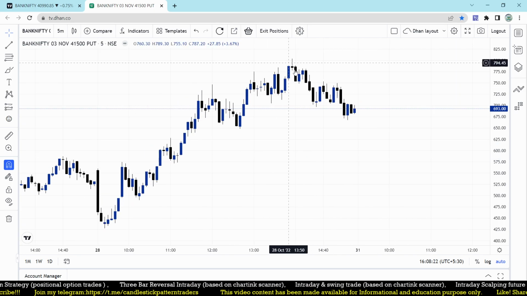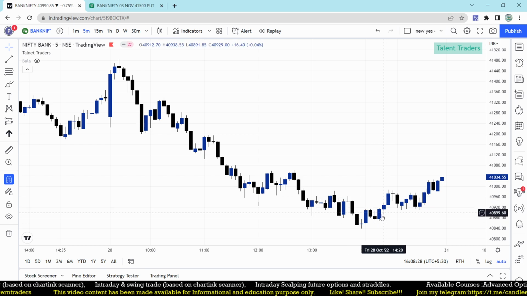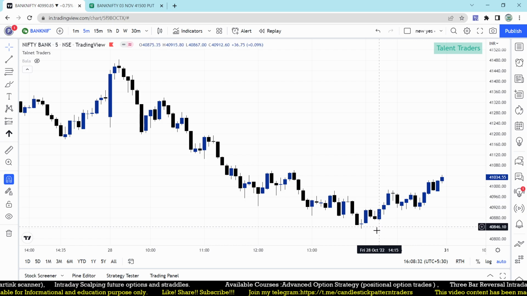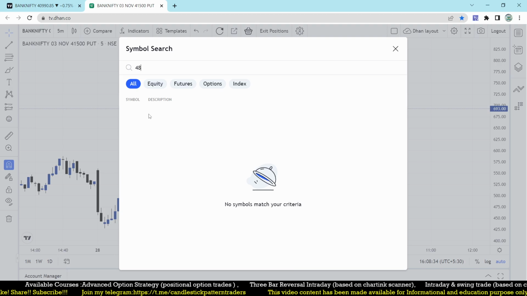Then after it started falling down, there is a buy opportunity. We can see the only buy opportunity around 245, around 225. So maybe the day low is around 40,800. We are going to check 40,800.